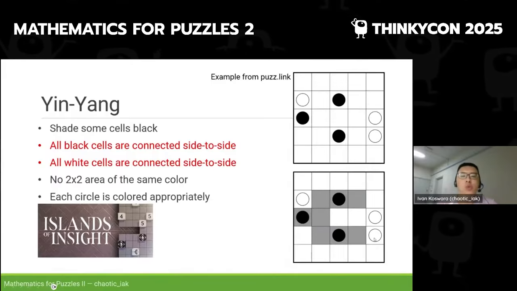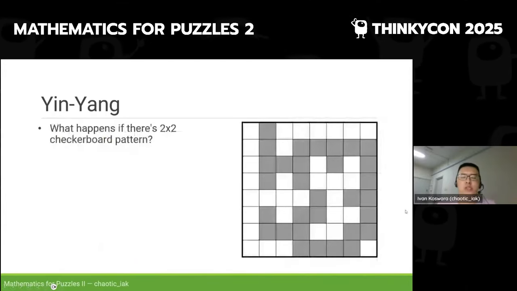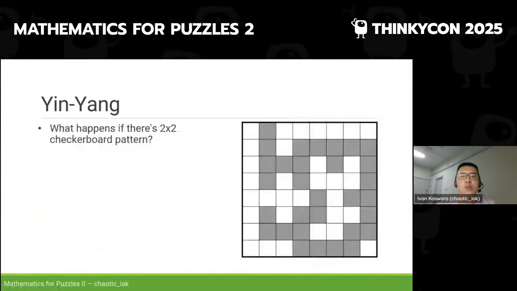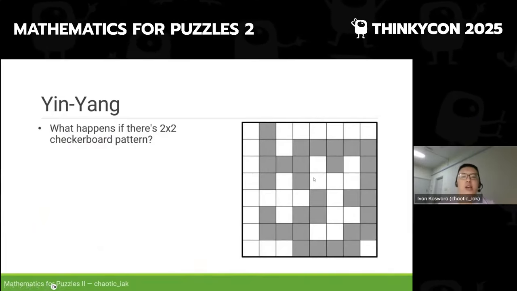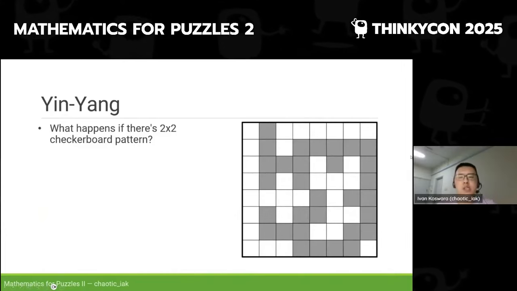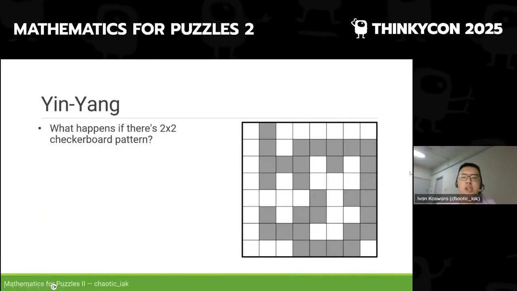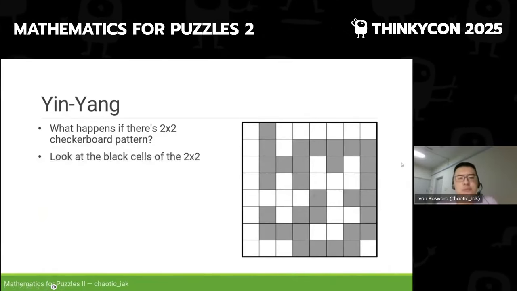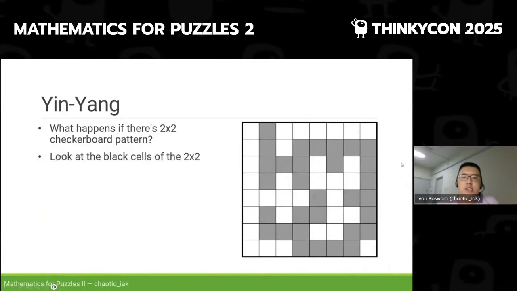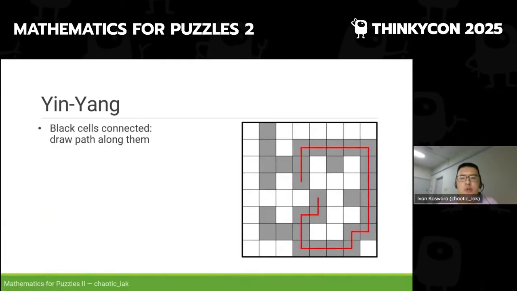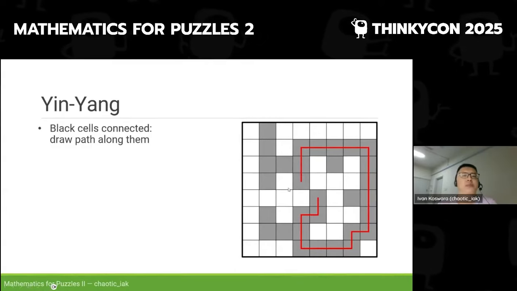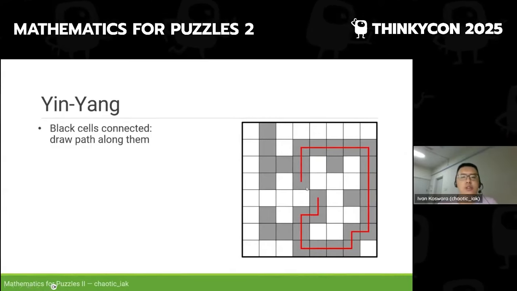Now, let's imagine we have a purported solution for it. And there is a 2x2 checkerboard pattern, like here in the middle. What happens in this case? Let's take a look at the black cells of this 2x2. Now, the black cells are connected. That is a rule of Yin-Yang. So we can draw a path through the black cells connecting these 2 cells. And then we can draw the diagonal along the 2x2.